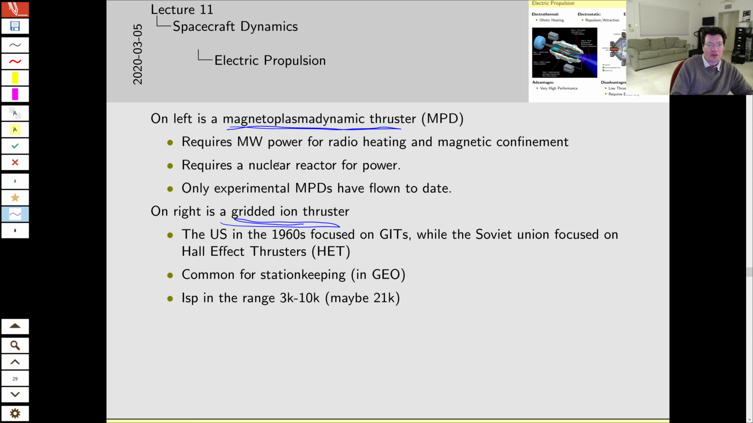So I had the gridded ion thruster here. That's what the U.S. developed in the 60s. The Soviet Union worked on the Hall effect thrusters. It's slightly different, but essentially does the same thing. They're all used for station keeping. They don't produce great amounts of thrust, but they do it very efficiently. So once you're up there, you can produce lots of delta V. You just have to spread it out over very long times.